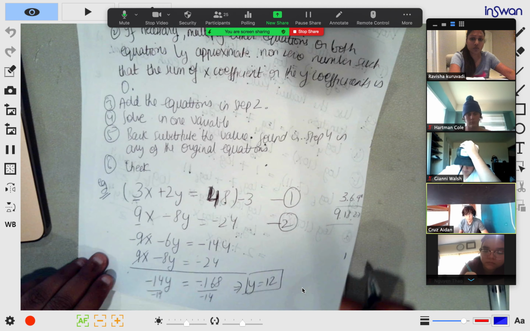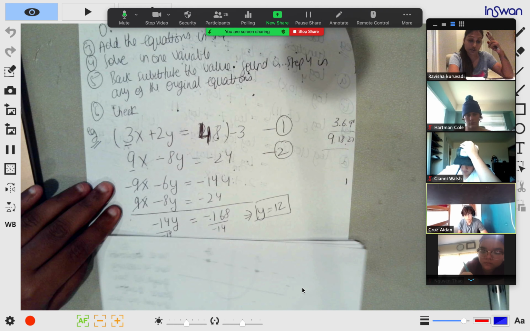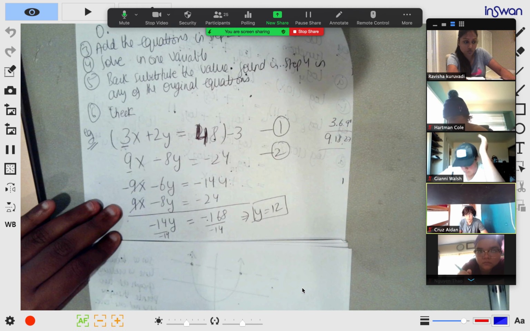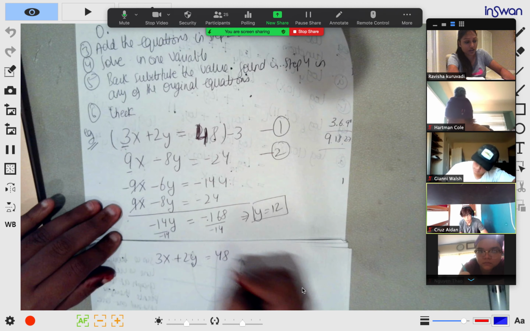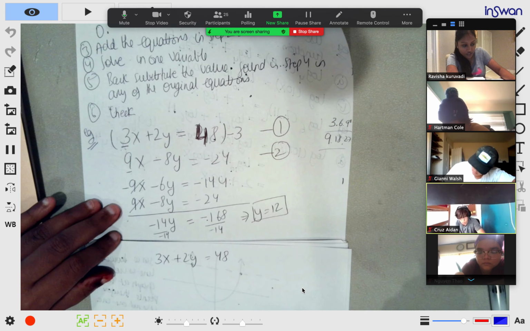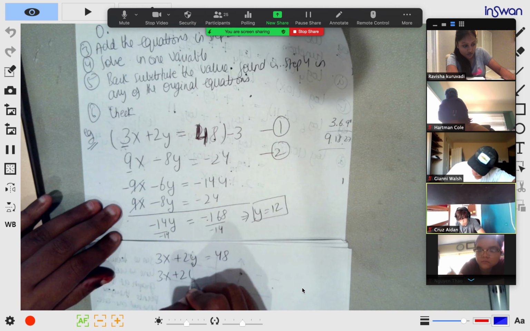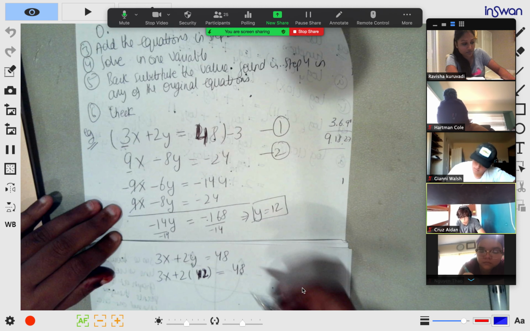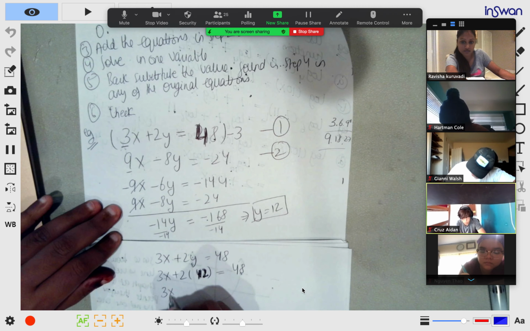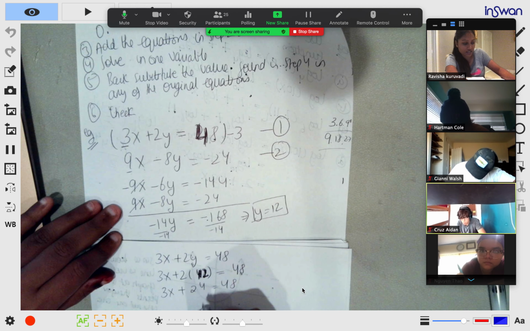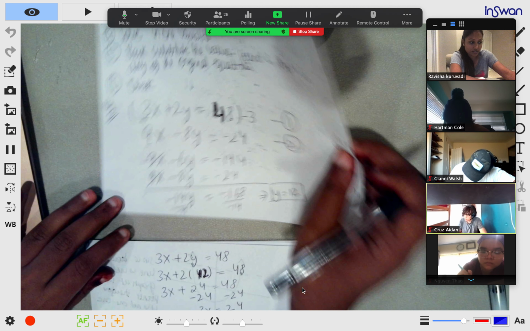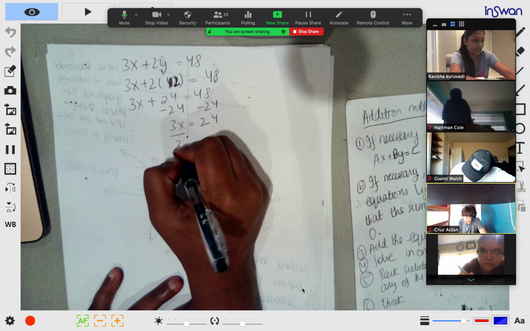So choose any equation you want, either of the original ones which are given in the question. I say I'm going to choose the first one, 3x plus 2y is equal to 48. Substitute the value. You get 3x plus 2 times 12 is equal to 48, because my y is 12. When you solve, you get 3x plus 24 is equal to 48. Solve for x. Subtract 24 from both sides, you get 3x is equal to 24. Then you divide by 3, you get x as 8. So your point is 8, 12.